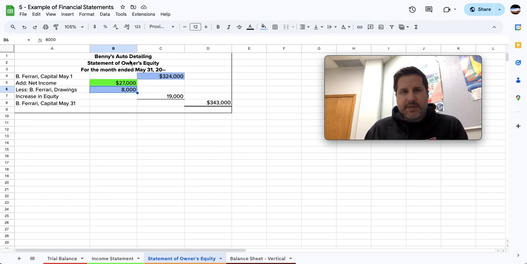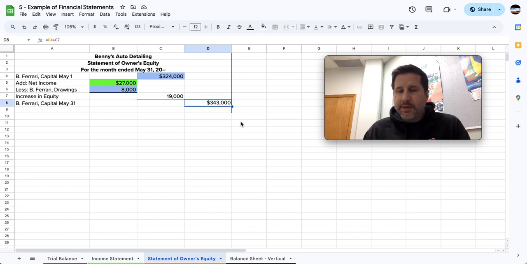So when we get to the Statement of Owner's Equity, we take our original equity. We are going to add the net income from our income statement, take away any money that the owner took out. That's in an account called drawings. We're going to subtract the drawings from the net income, and it shows that our equity has increased by $19,000. Add that to what we had at the start of the month, and that is our new equity.